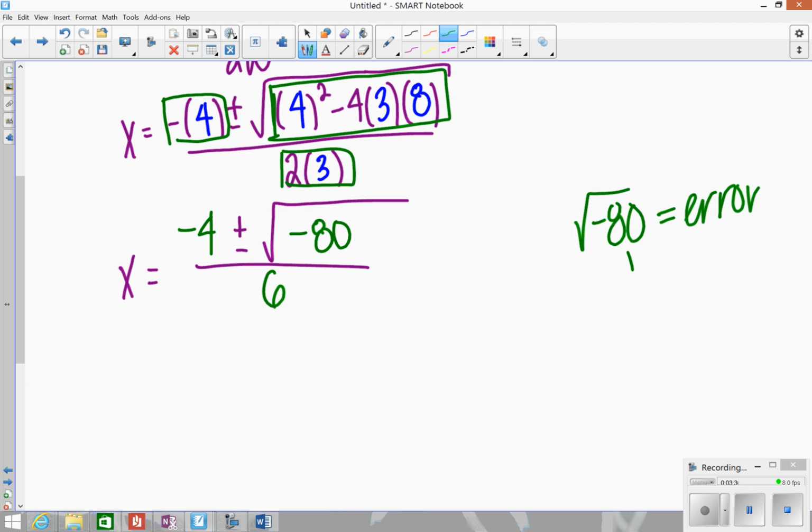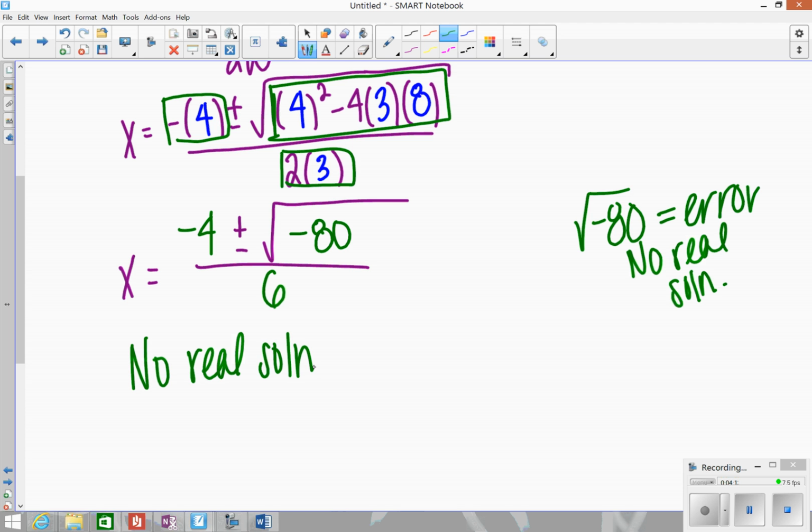So for us, we're going to say that this is no real solution or no real answer. So that means since there's this square root of negative 80 as part of our answer, this whole entire thing really gives us no real solution. Because if you put negative 4 plus square root of negative 80, hit enter, divide it by 6, it's going to give you an error, no real solution. It might even say no real solution in these calculators. So basically we're going to leave this as no real solution.